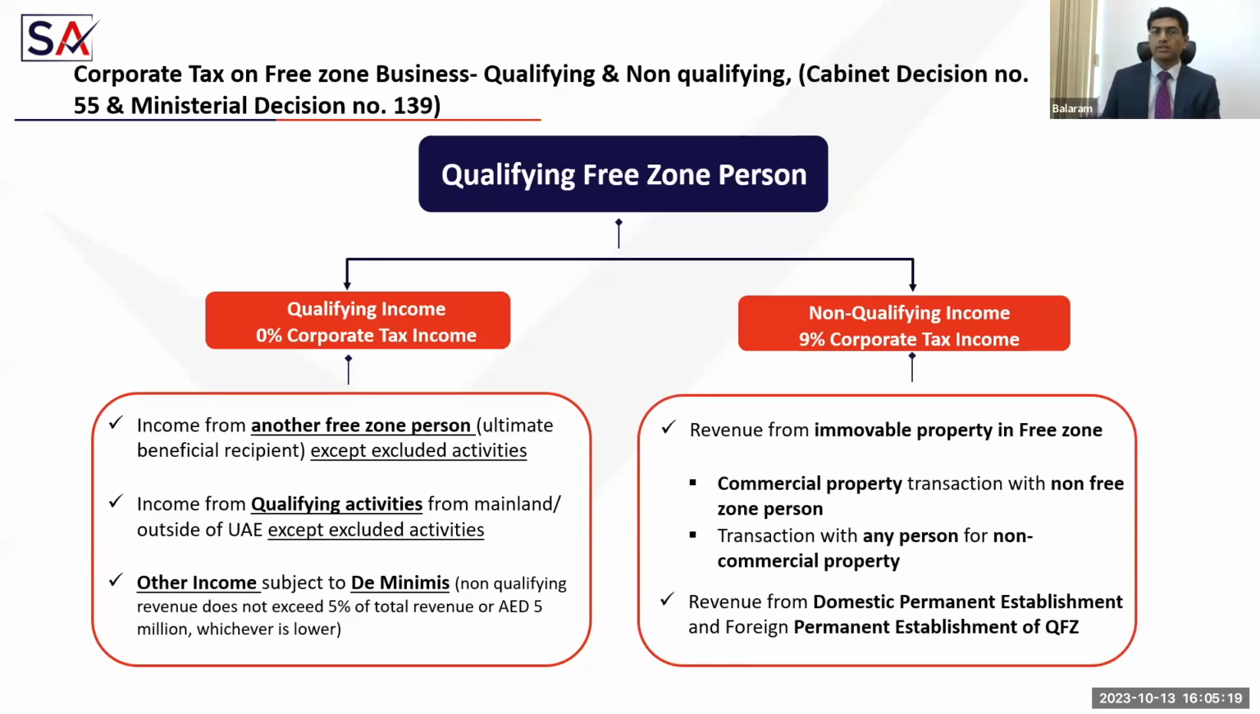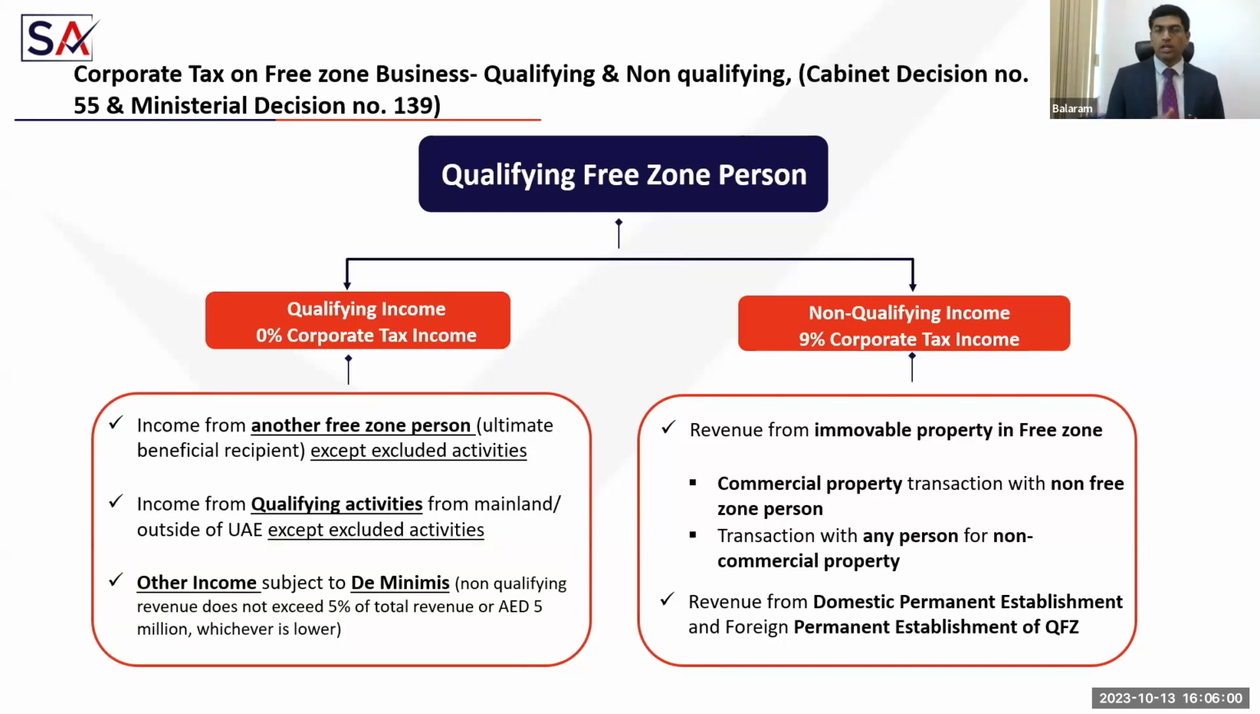And any other income which is non-qualifying income in the hands of a free zone person or qualifying free zone person will be taxed at 9%, irrespective of that, and we do not have the benefit of the 375,000 at 0% tax. So even if we have 100 dirhams as income or profit coming from these activities, that will be subject to tax at 9%. So what are those activities? Revenue from immovable property in the free zone. If it is a commercial property, to anyone we lend it out, or if it is a non-commercial property, to any person we let it out, that will be subject to tax at 9%.